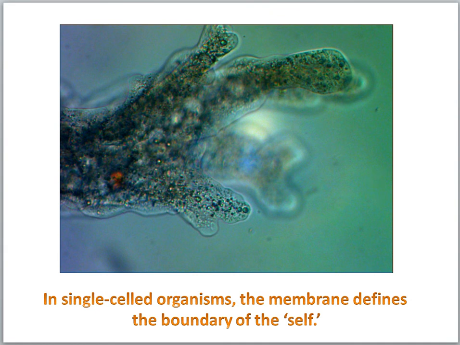So the cell membrane is doing lots of important things. It's keeping all of the cell together. It's controlling the traffic of molecules into the cell and out of the cell. And in single-celled organisms, it is the boundary of the self.